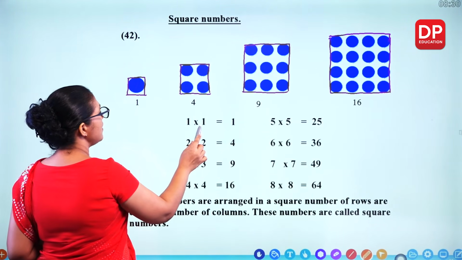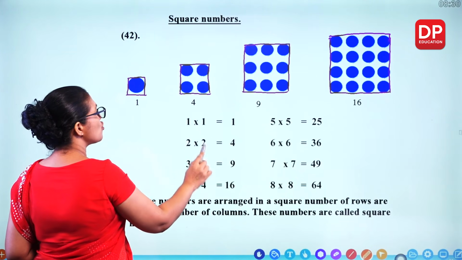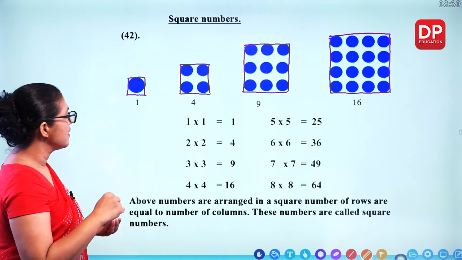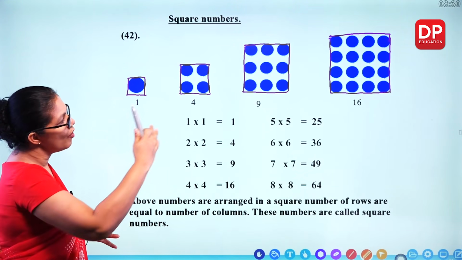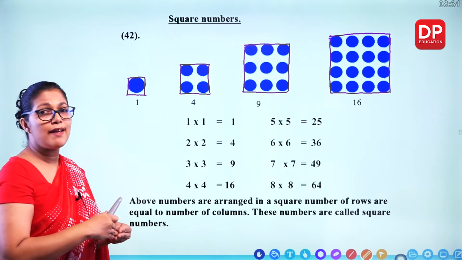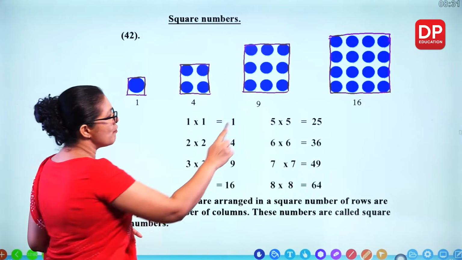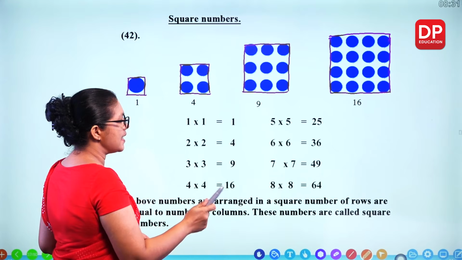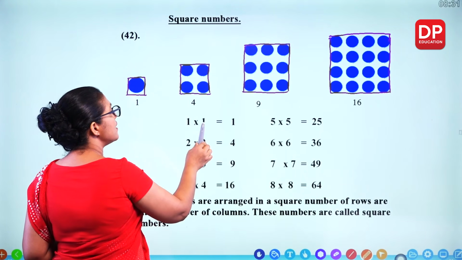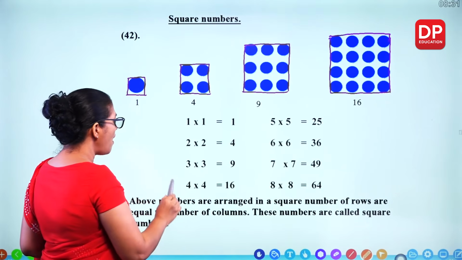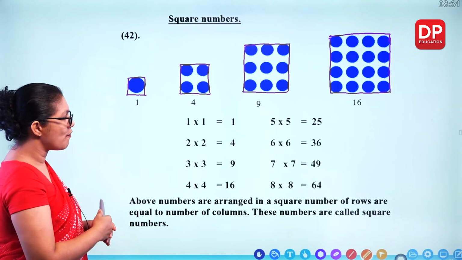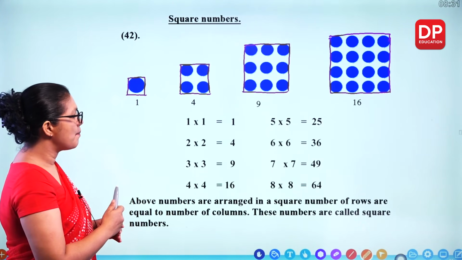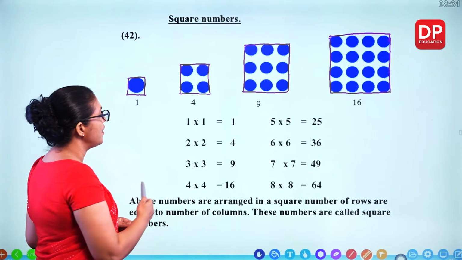So 1 times 1, 1. 2 times 2, you get 4. 3 times 3, 9. 4 times 4, 16. So when you take the next diagram, that's 5 by 5. So 5 times 5, 25. 6 times 6, 7 times 7, 8 times 8. So you multiply the number by itself. Above numbers are arranged in a square, so the number of rows is equal to the number of columns. These numbers are called square numbers.